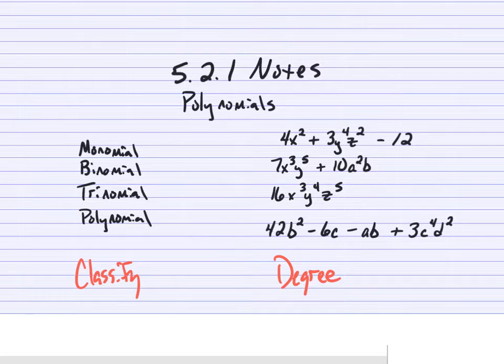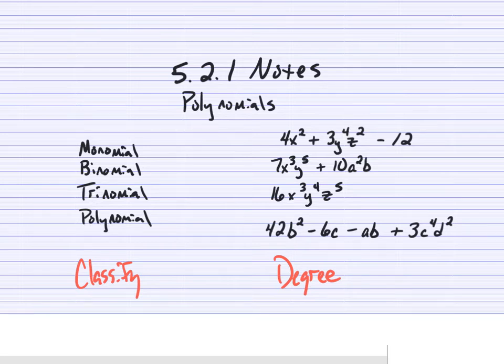Now this last one, 42b to the second is one term separated by a minus symbol. 6c is a second term separated by a minus symbol. ab is a third term separated by a plus symbol, and this is our fourth term. So again, anything that has four or more terms, we just call it a polynomial. Now again, I cannot stress this enough. They are all polynomials, but we have special names for 1, 2, and 3 terms.